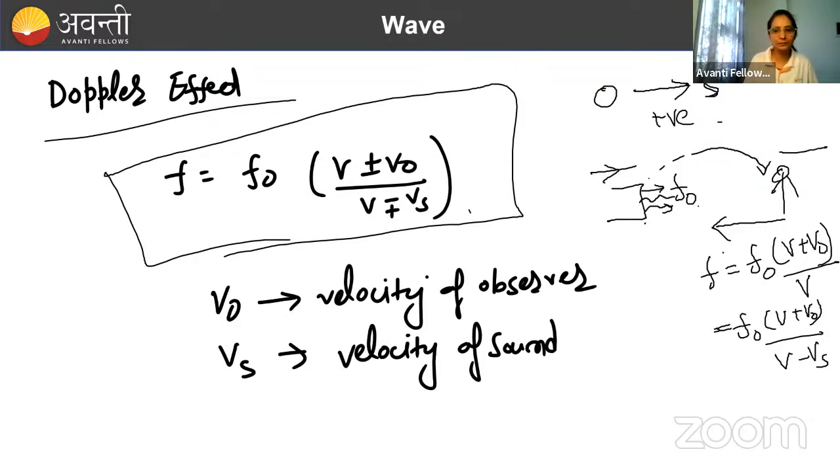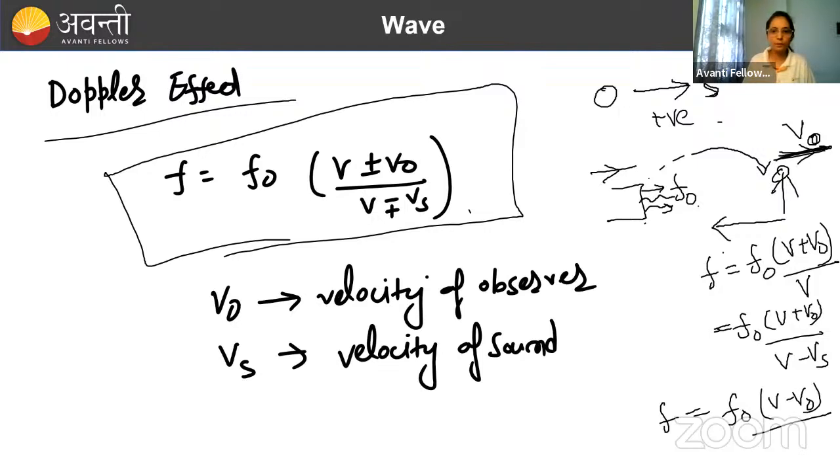Now if this person is moving away from the source, that is, this person is moving in this direction with velocity V naught, what will be the frequency? How will you write the frequency? If the observer is moving away from the source, not towards, what will the direction be?